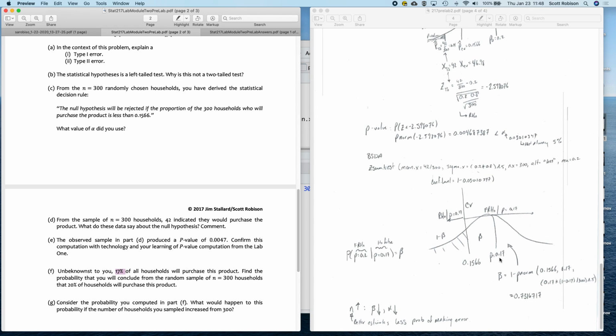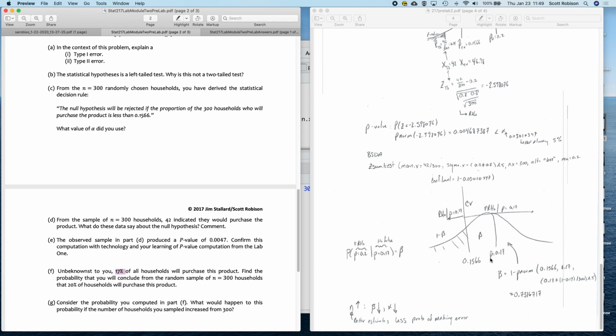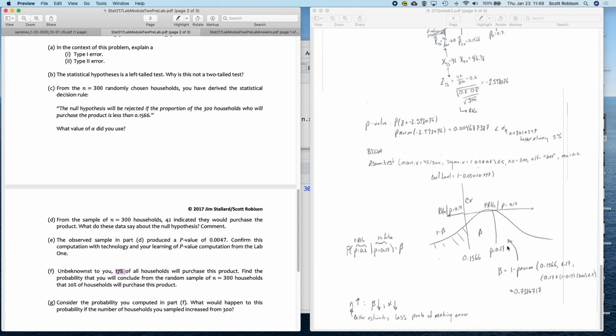But now the standard deviation has changed because now the center is not 0.2 anymore. So the center we do change, right? Instead of the center being 0.2, it's now 0.17. But the standard deviation has also changed. Instead of the standard deviation being the square root of 0.2 times 0.8 divided by 300, it is now the square root of 0.17 times 1 minus 0.17 divided by 300. And then you can find the area that is on the right side of the critical value, which would in this case be the probability of making a type 2 error, or beta.